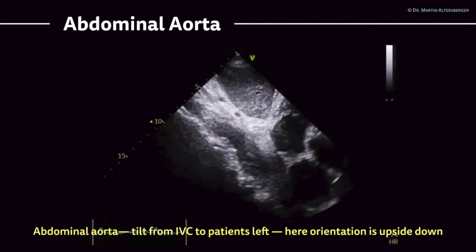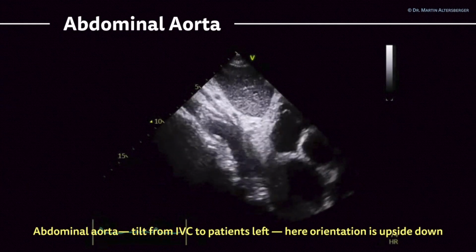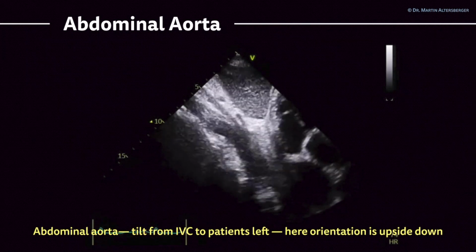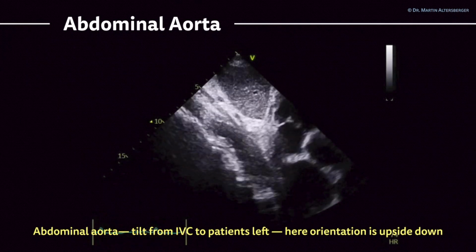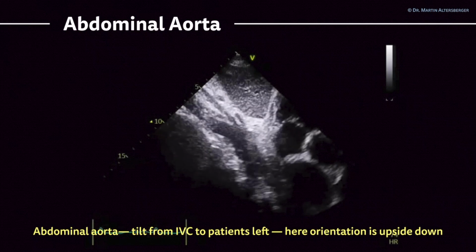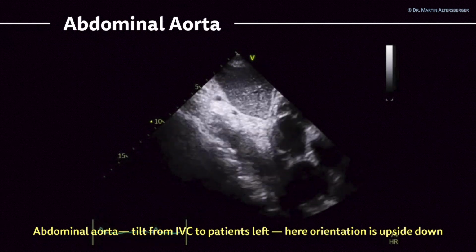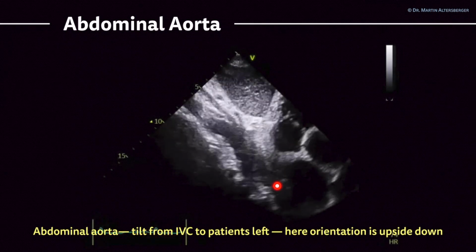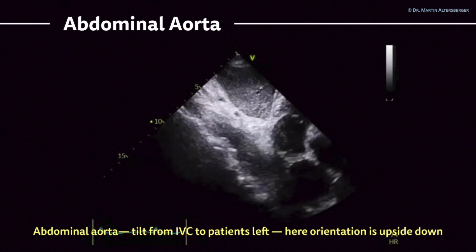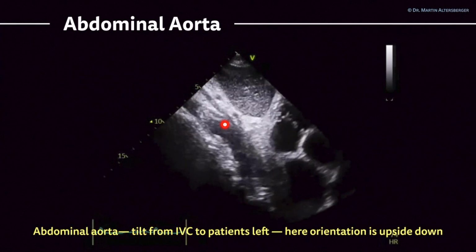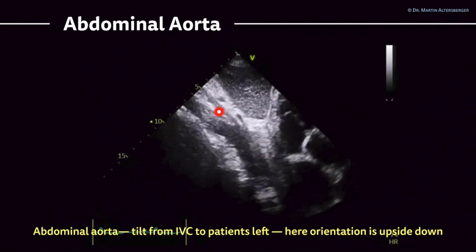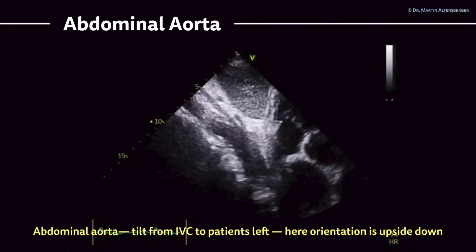For the aorta, you simply have to have the IVC in the optimal longitudinal plane and then tilt the transducer more to the left side of the patient, where you would expect, of course, the aorta. Here you have the aorta seen in this image. It's normal in size. You have the celiac trunk, the superior mesenteric artery, here the liver, the right atrium seen as well.